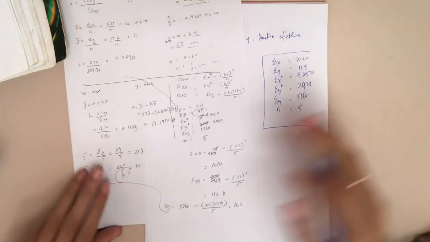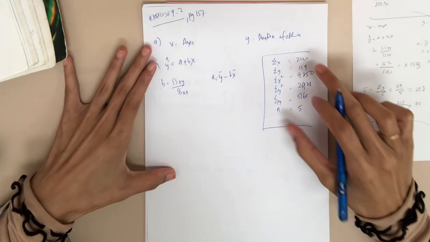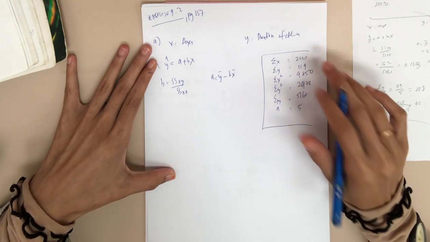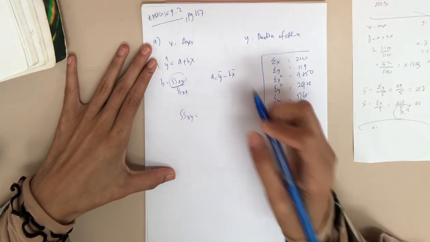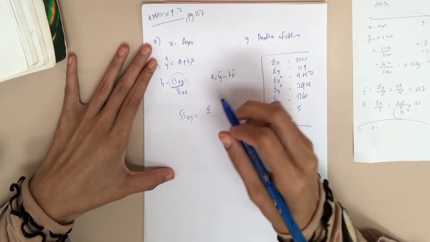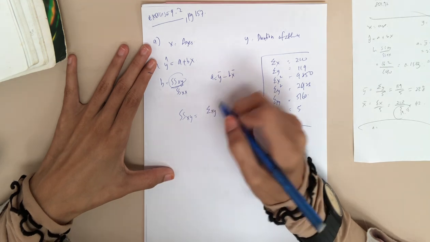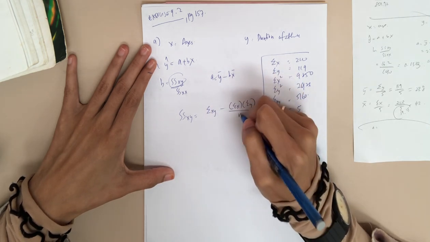Okay, you may try by yourself and then check with my answer. So this is what I get from the calculator. To get SSY, it is equal to the summation of XY minus the summation of X times the summation of Y over N.